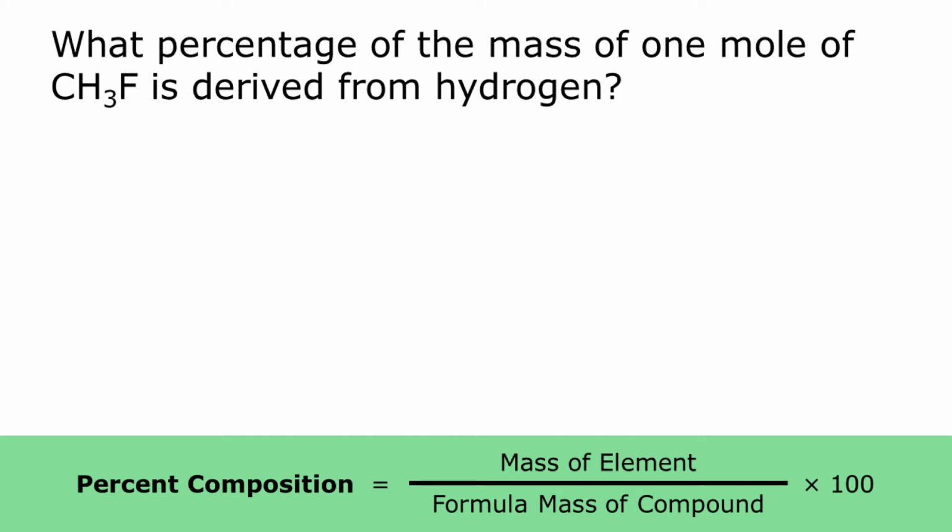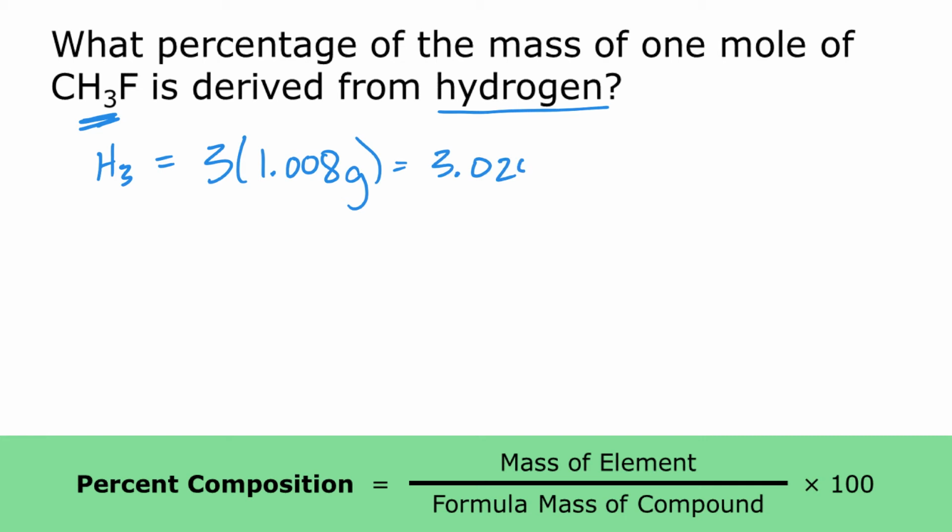So our next practice problem here, what percentage of the mass of 1 mole of CH3F is derived from hydrogen? So we're looking at hydrogen, and there are 3 hydrogens in this formula. And so remember from our formula, I need the mass of the element and then the formula mass of the whole compound. So I'll start by figuring out the mass of just hydrogen, so H3, so 3 times the mass of hydrogen equals 3.024 grams.